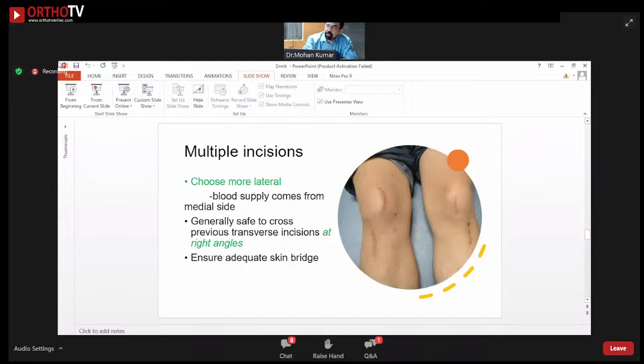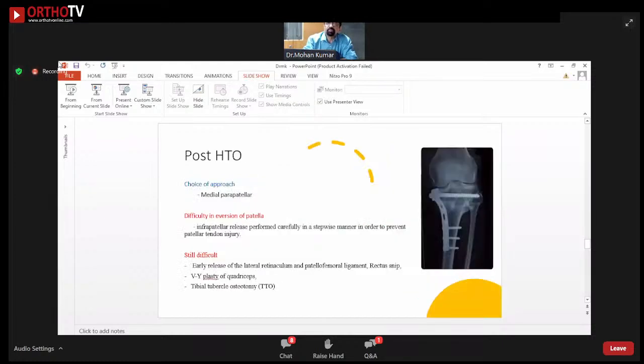Ensure that there is an adequate skin bridge. In post-ischio cases, especially those patients who have undergone the conventional Coventry osteotomy, the osteotomy will be passing above the tibial tuberosity, and hence there will be a patella baja. So the infrapatellar release is performed carefully in a stepwise manner in order to prevent patellar tendon injury.